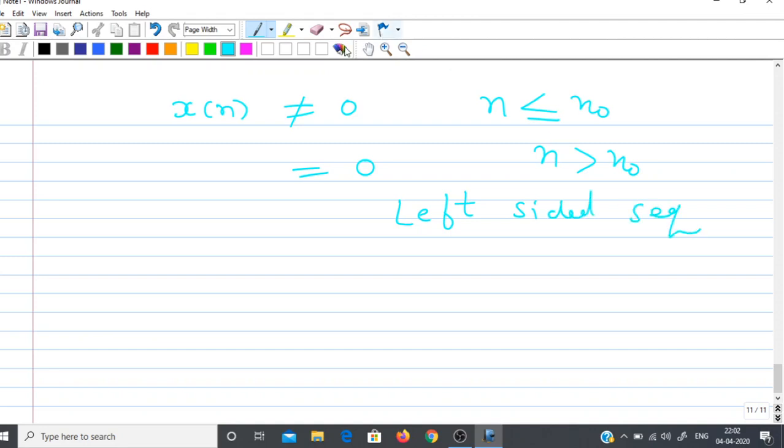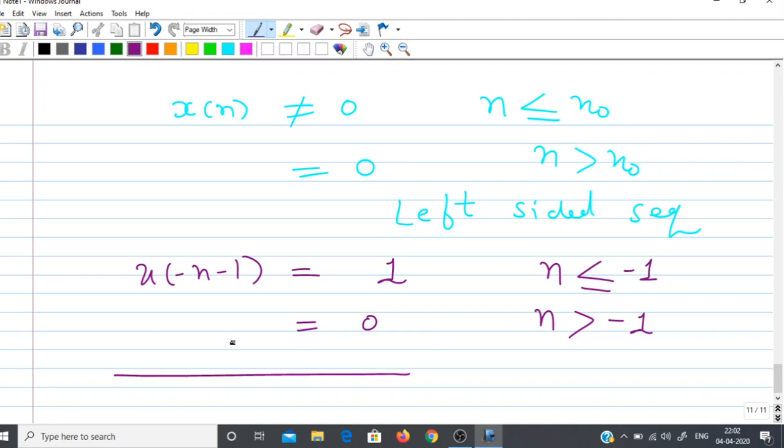So, if you take an example of a left-sided sequence, u of minus n minus 1. What was this sequence? This sequence was 1 for n less than or equal to minus 1, and it was 0 for n greater than minus 1. So if you draw this sequence, it has non-zero values for minus 1, minus 2, minus 3 and so on, and it has 0 values for n0, n1, n2.